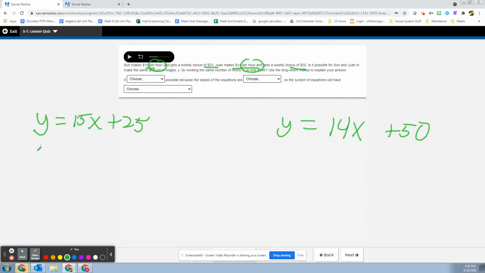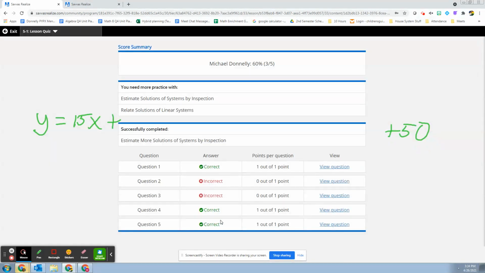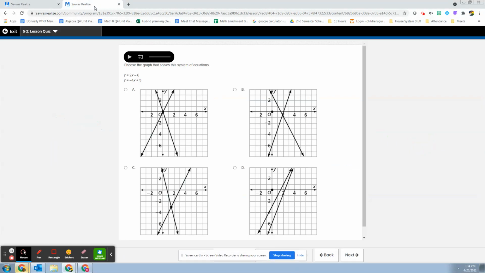And then the question is, how many solutions would they have here? Well, it is possible. They have different slopes, so it is possible because the slopes of the equations are different, so the system will have one solution. Next, and we can submit it, and hopefully we have at least the 3 we answered right. We didn't actually answer those 2, and so that's good. All right.